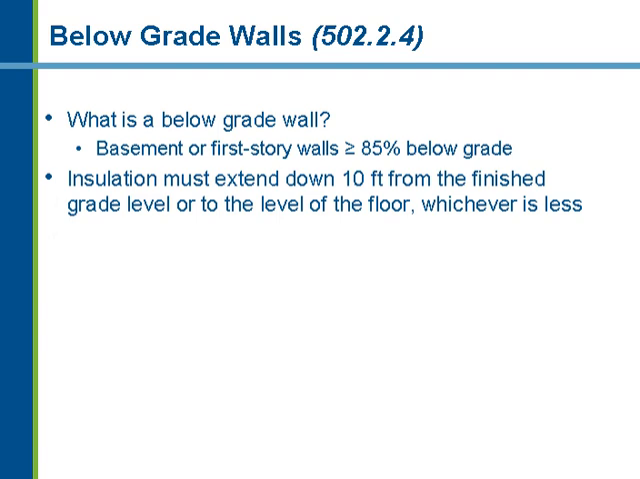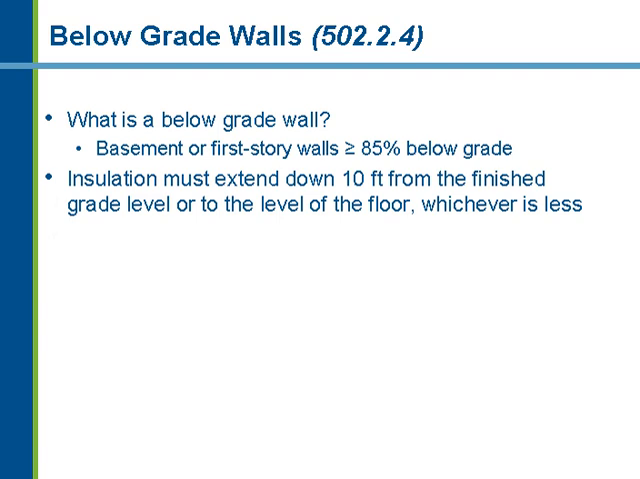Below-grade walls. A below-grade wall is a basement or first-story wall that is greater than or equal to 85% below grade. From a code standpoint, and this is only really going to apply in very cold climates, climate zone 7 and 8, you will have to install insulation down 10 feet from the finished grade or to the level of the floor, whichever is less. So if your floor level is at 8 feet below grade, the insulation would end at that floor level.